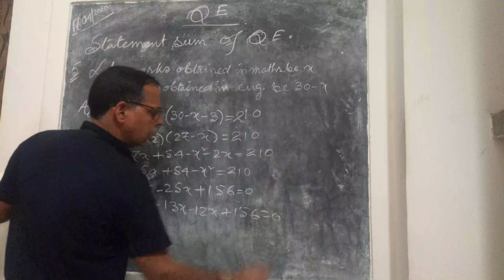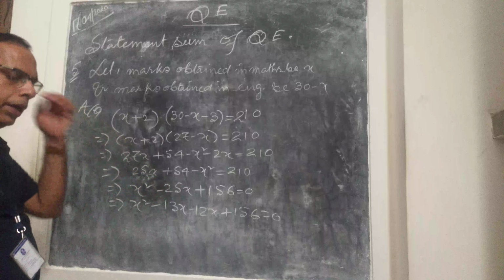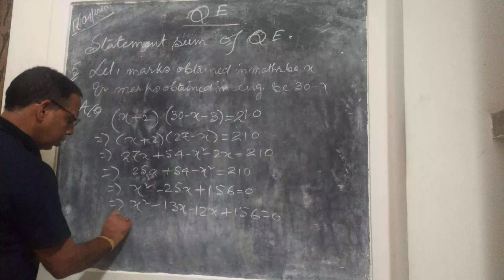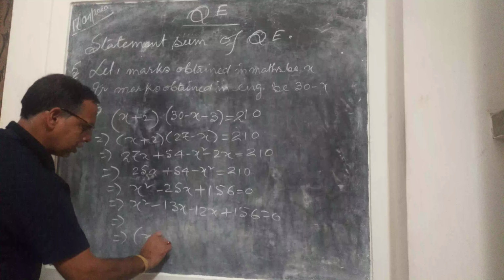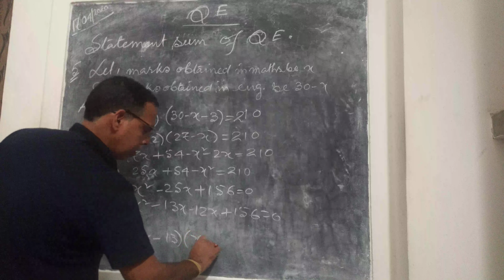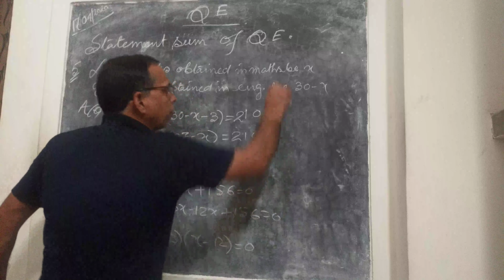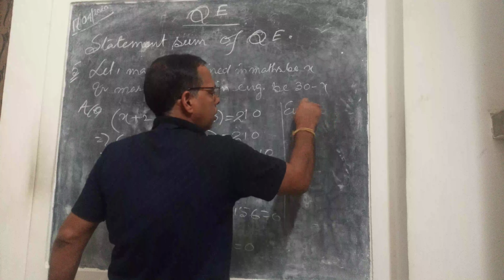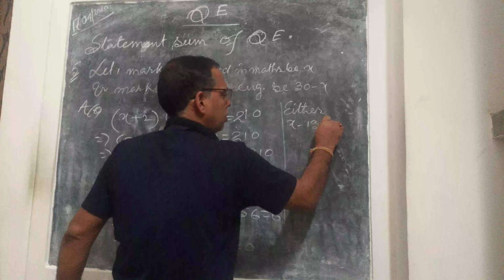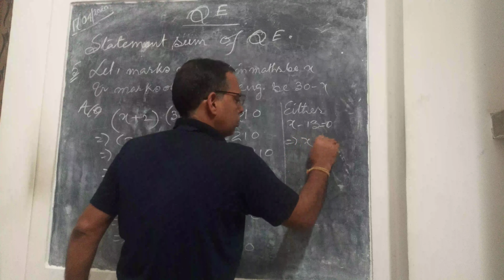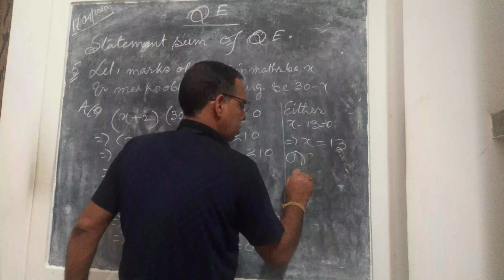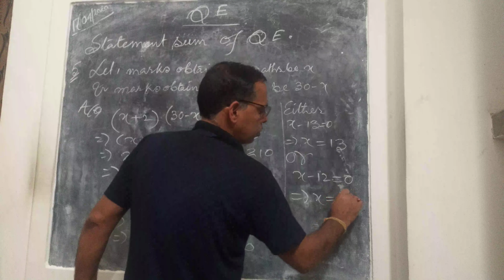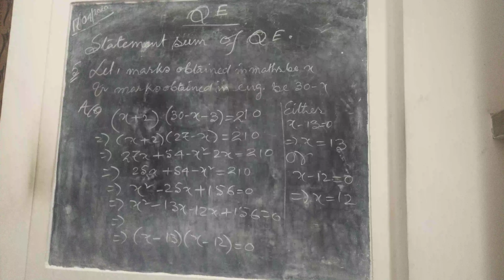I have already explained under what condition both will be minus signs, and how to break it up also. Then at the end, if you solve, you will get (x minus 13)(x minus 12) equal to 0. Then either x minus 13 equal to 0, which implies x equal to 13, or x minus 12 equal to 0, which implies x equal to 12. That means both the values are correct.